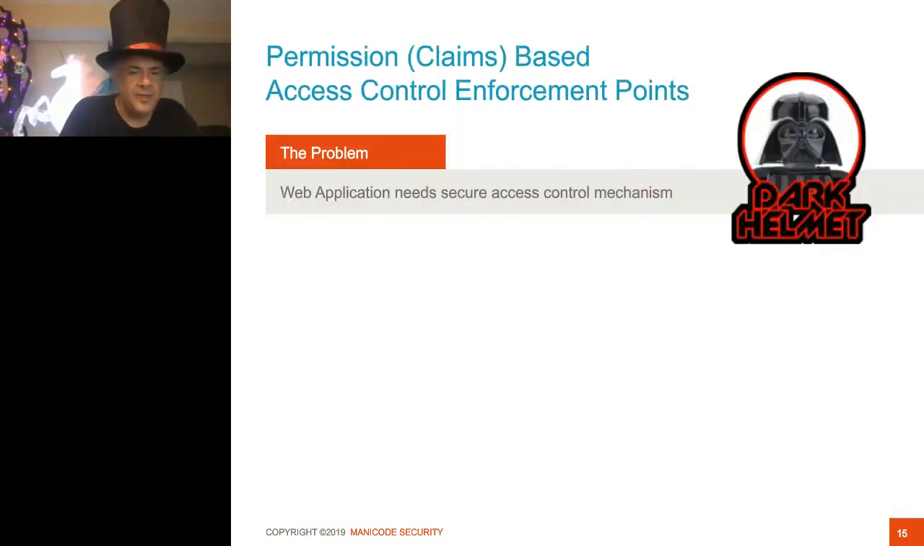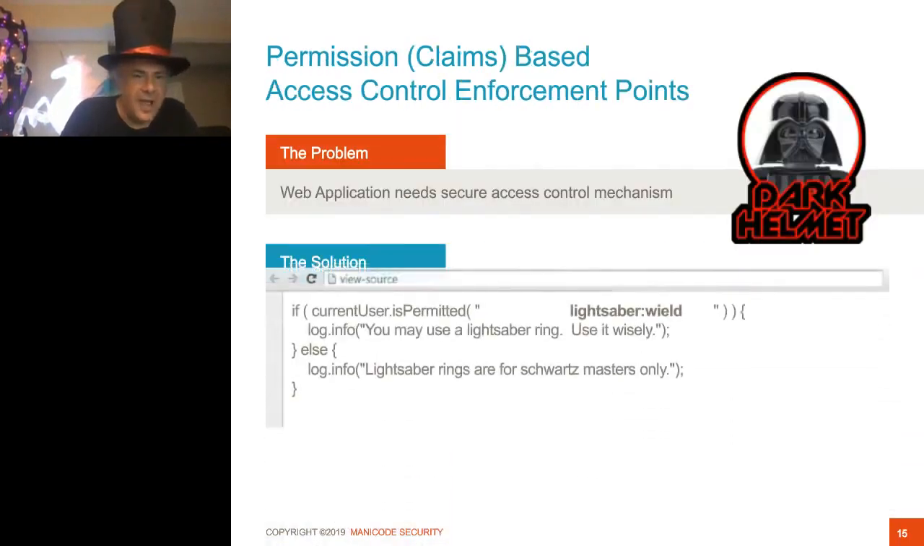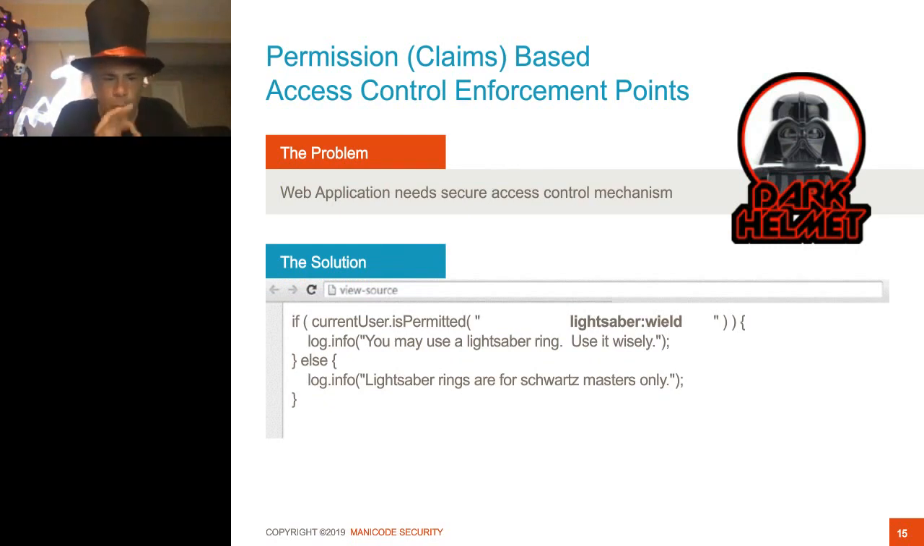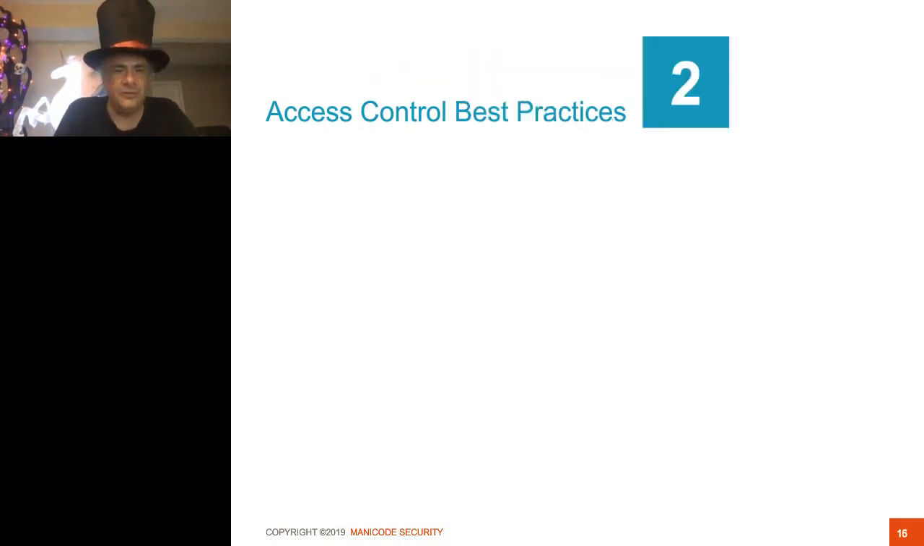Okay, so let's go deeper into this. So now that same role-based check, is the user a Sith? Is the user a Jedi? And what kind of user is it? We don't care about that. We just care if the user is permitted to wield a lightsaber, and that's it. That's another example of what I mean by an activity check or a claims check. Let's go deeper into it.